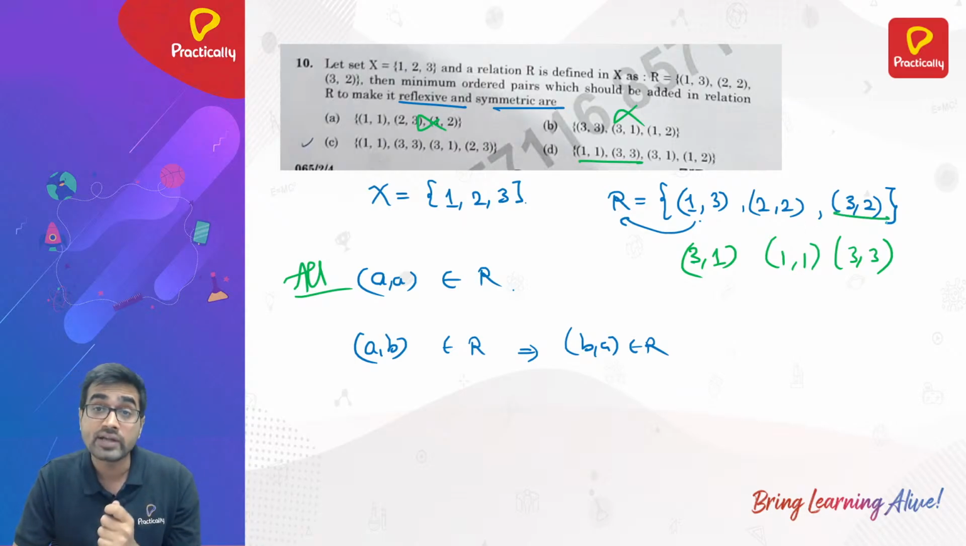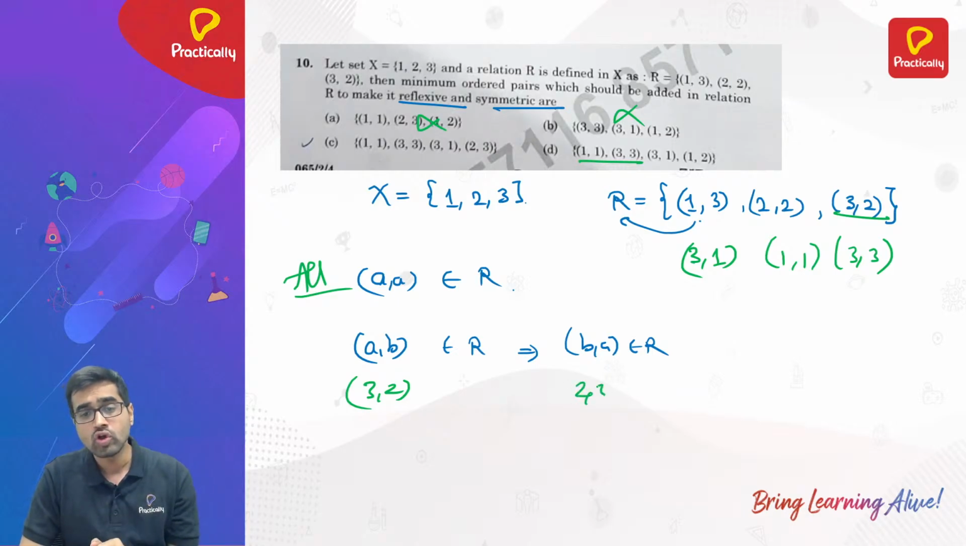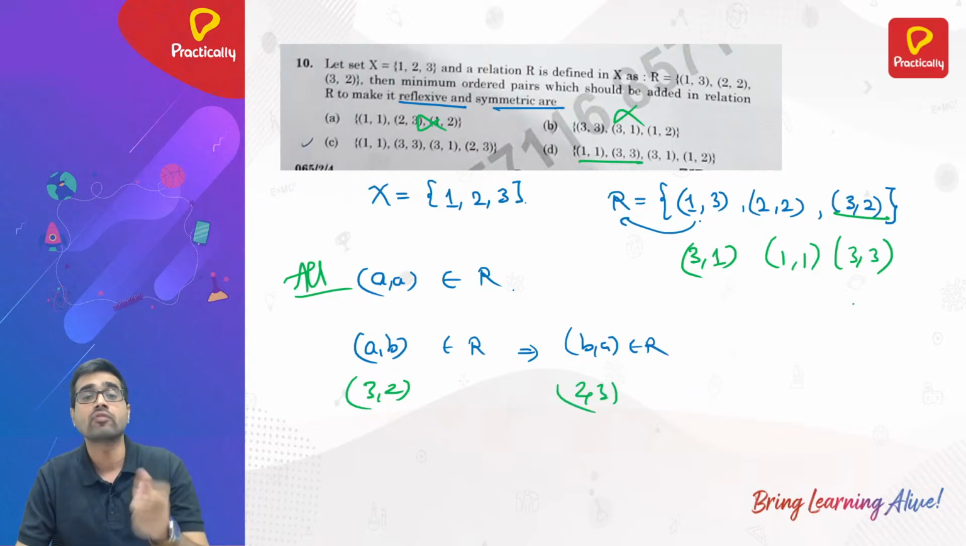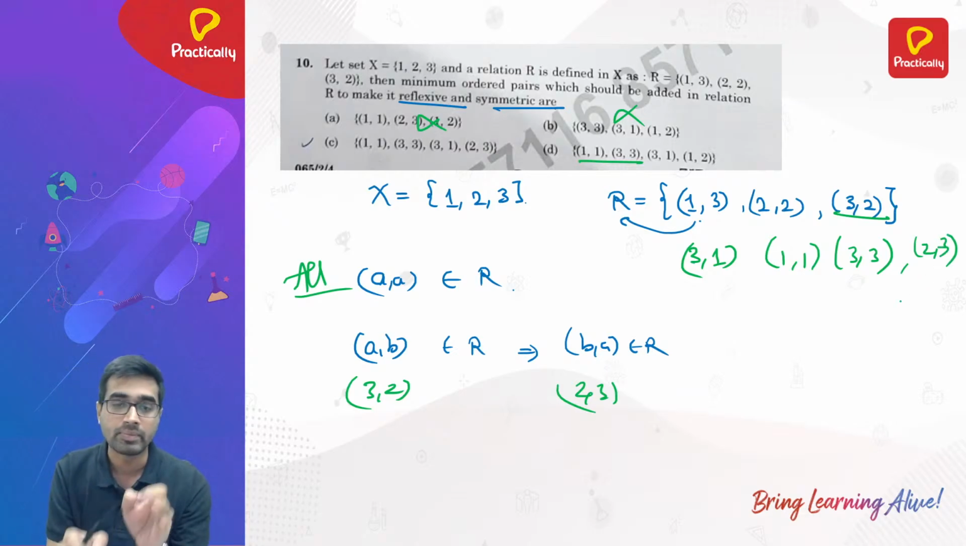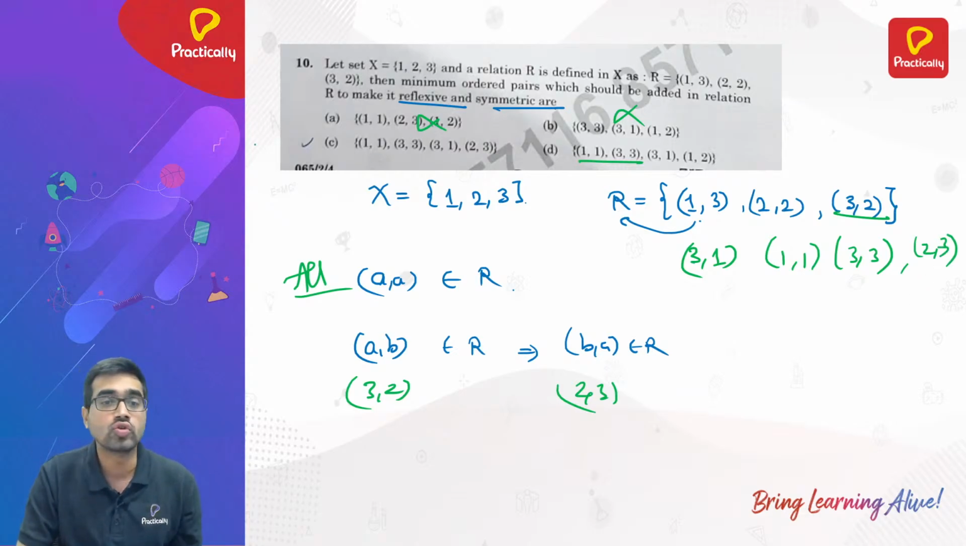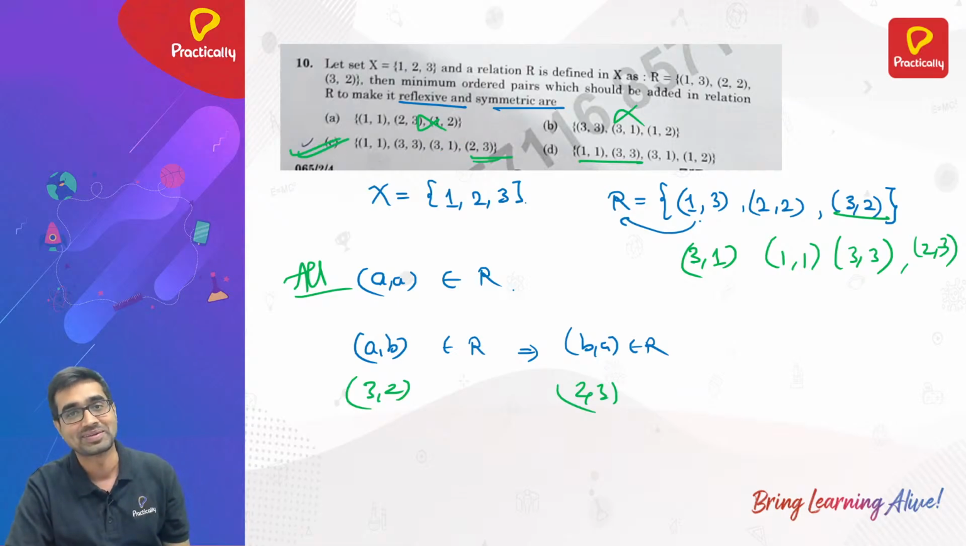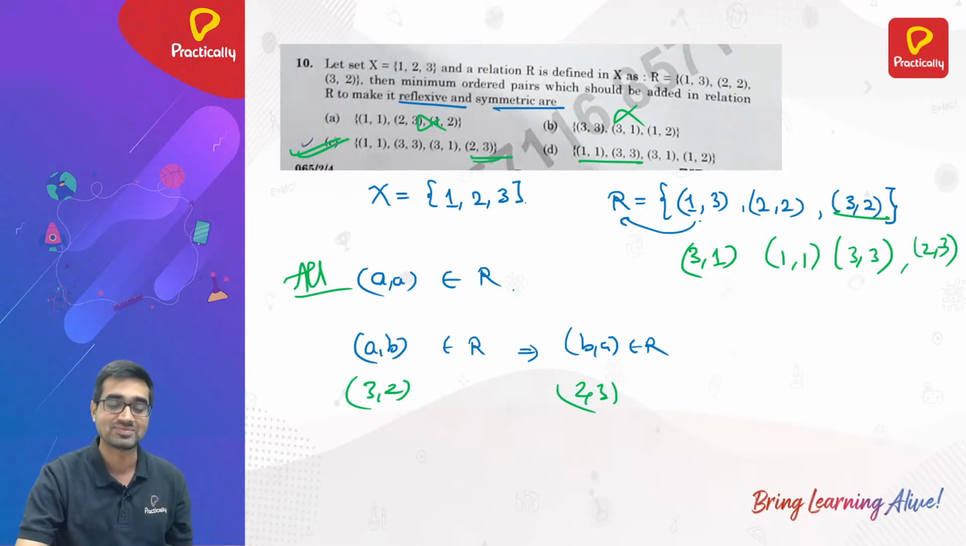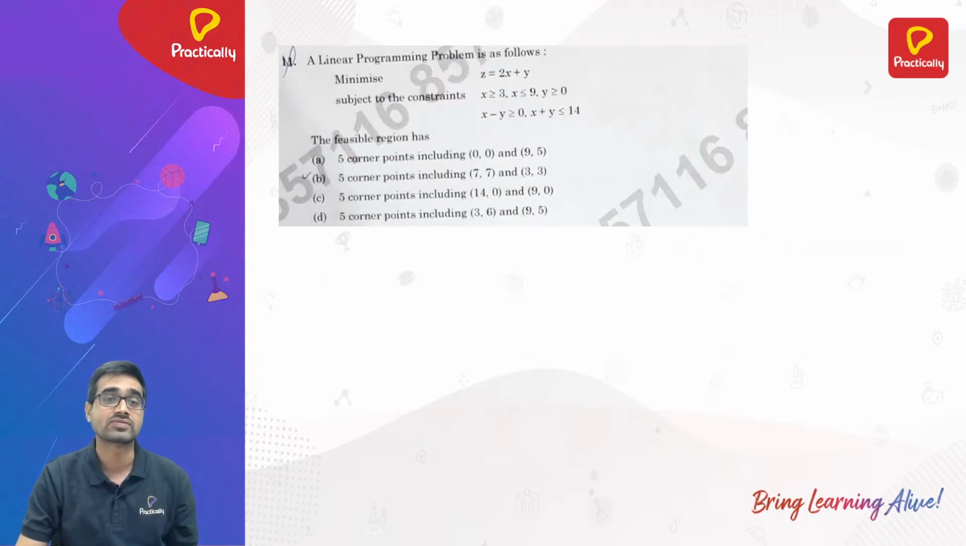Is there a 3 comma 2? Yes. Is there a 2 comma 3? No. So you have to put a 2 comma 3 also to make this symmetric. If A comma B exists, B comma A should exist. So 2 comma 3 is in this option only. So C is the correct answer. This guy got it right. Very good. Only one he has missed. Let's move to the next one.